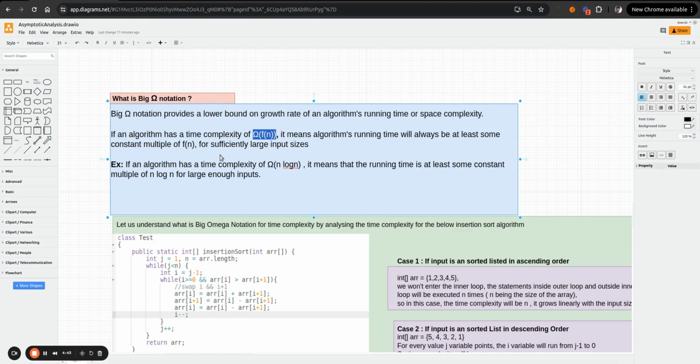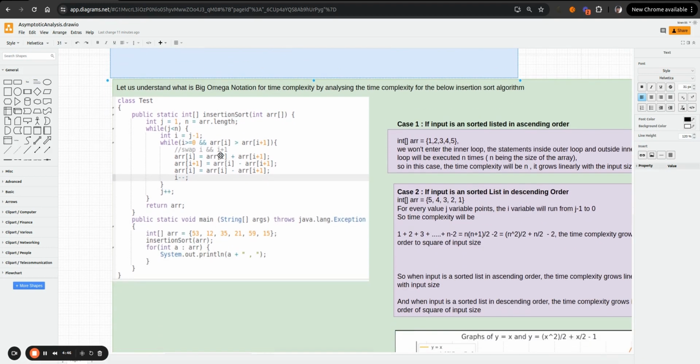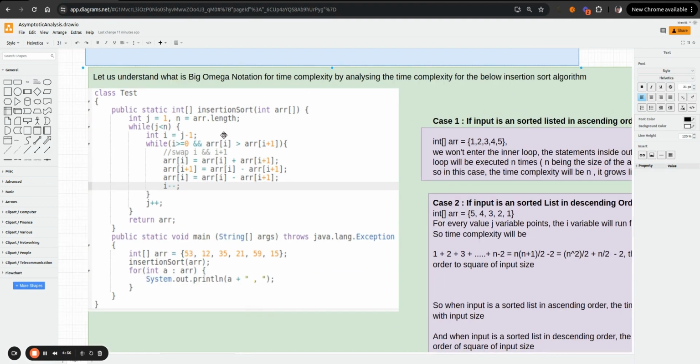Let us understand this by taking an example. Here I took the example of the insertion sort algorithm. First, let me give a quick overview of what insertion sort is all about. As the name suggests, it is a sorting algorithm. Here I'm giving an array as an input. The idea of insertion sort is to sort the given array part by part. It will start from the second element of the array, and it will go all the way to the last element.